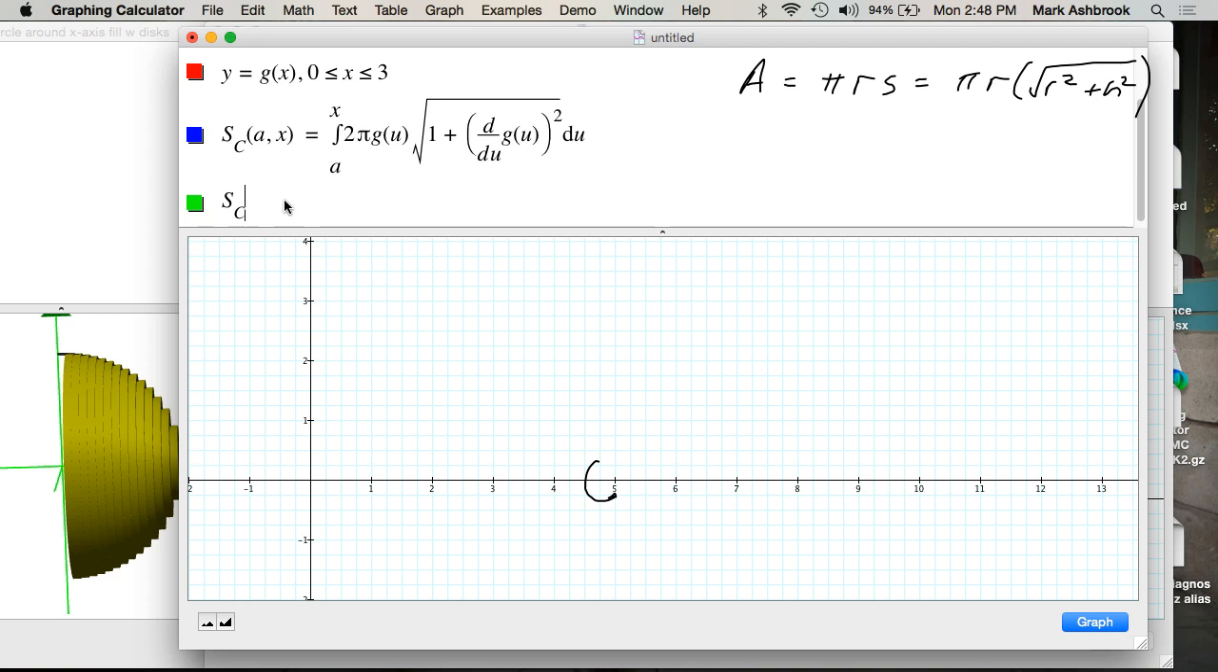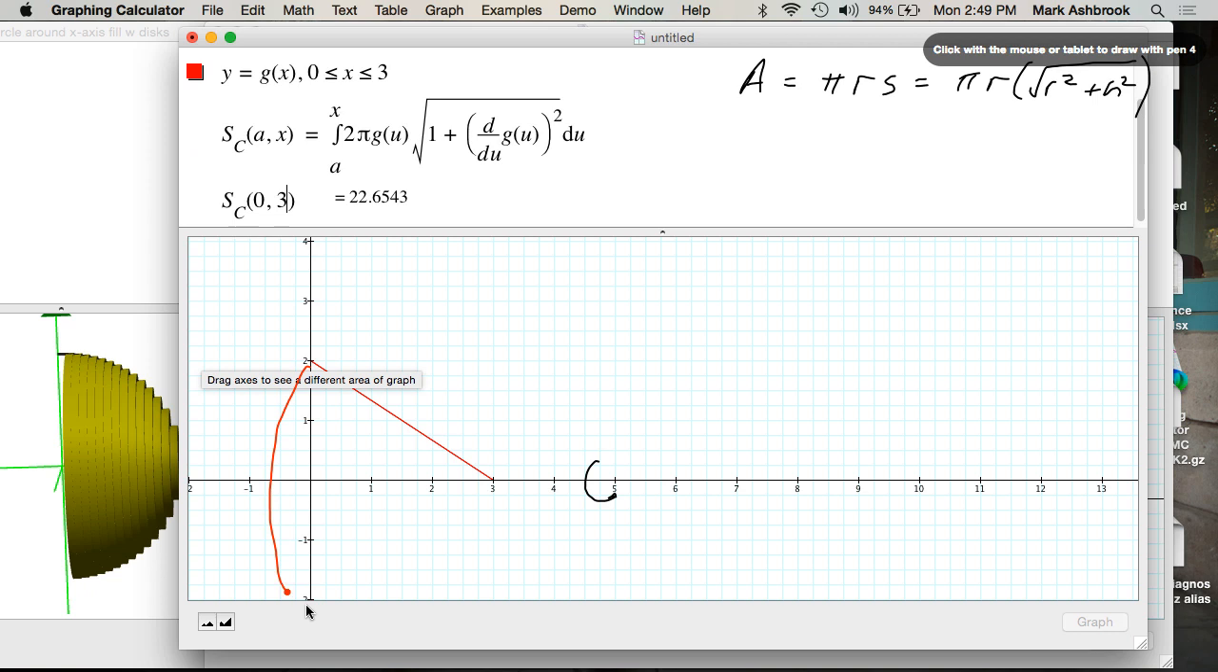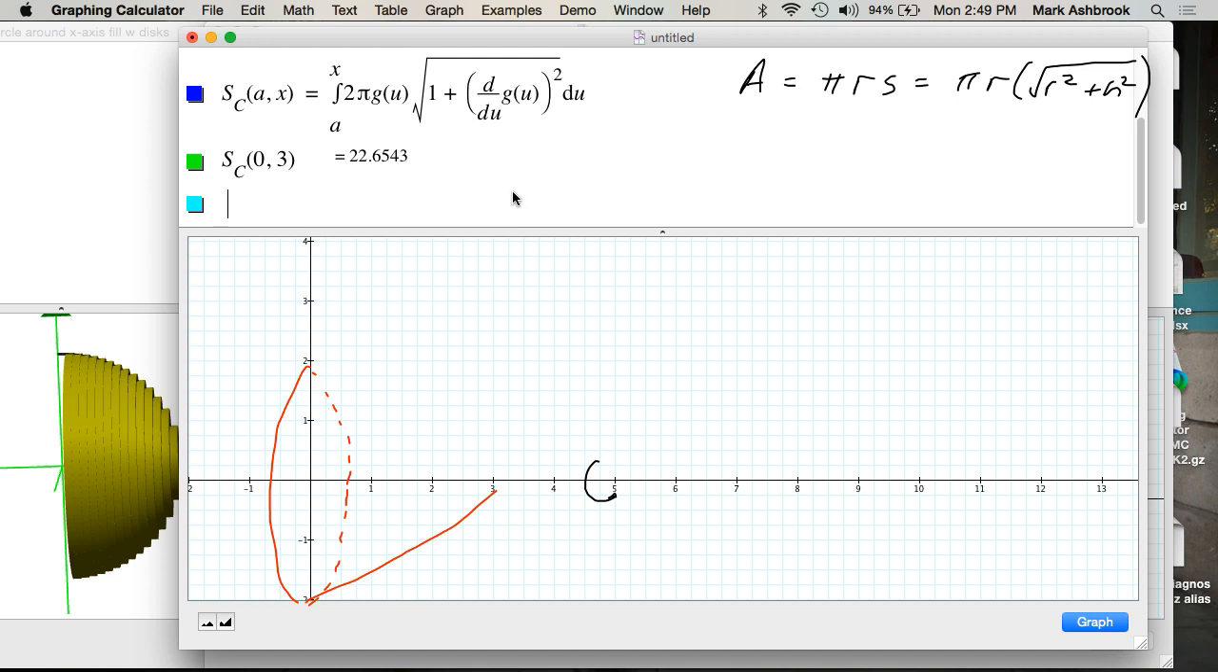Am I going to write out S sub C of a, x equals the integral and then do the whole integral? No, right? Just that thing on the left represents the function value that we want. So a equals 0, 2, 3. Okay, 22.6543. And we want to compare it to this cone right here. That's the cone we want to compare it to, which will have a value of, use GC, pi, radius is 2, times the s, the hypotenuse of the lateral side there, square root of 2 squared plus 3 squared. Same thing. Got it.